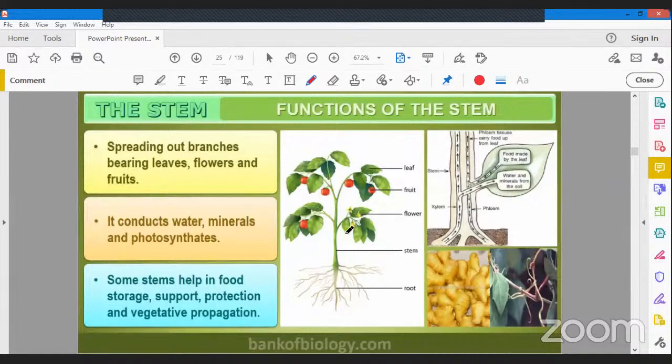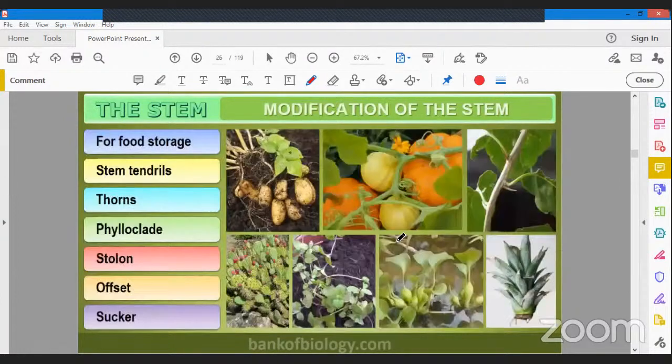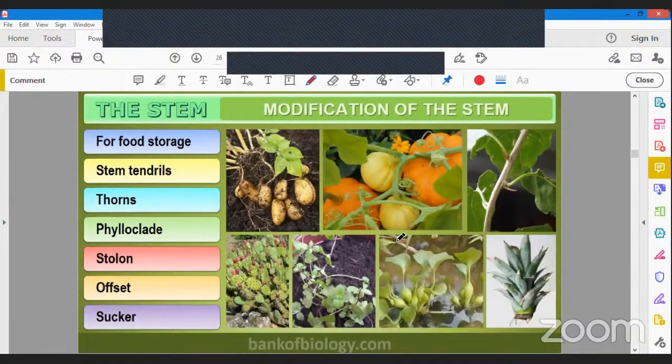Take down. In the stem also many modifications come. We will study all that. Okay, look, modifications of the stem. So what are all the modifications we see? We see modification for food storage. Stem tendrils, then thorns, phylloclade, stolon, offset, sucker, all these are stem modifications.